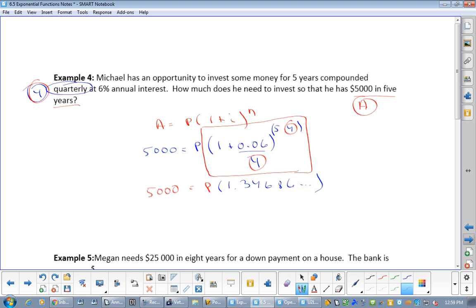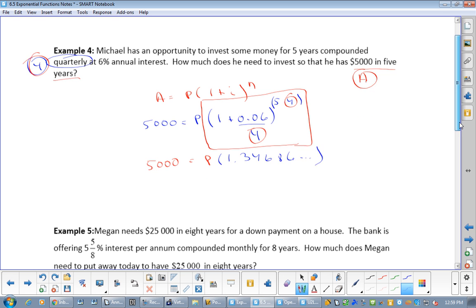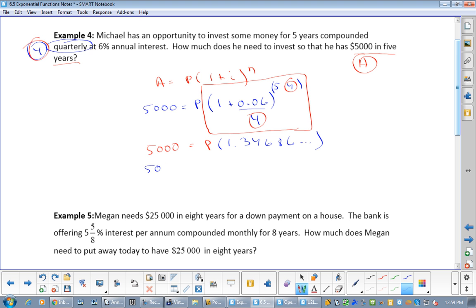Now that's your answer, right? You can go 5,000 divided by that answer, or you can just plug it in, 5,000, because we're going to divide that out on both sides, aren't we? Divide out 1.34686 to get it out of there. Well, we'll do that to both sides. Right? Then it's gone.